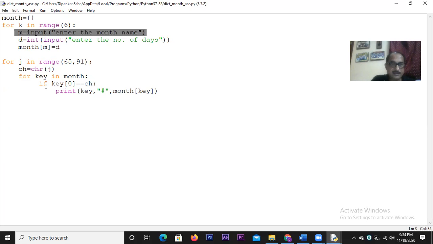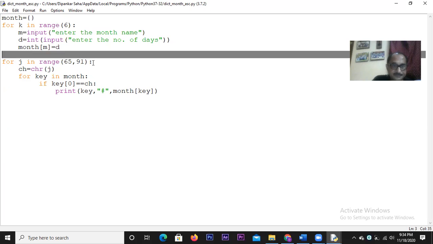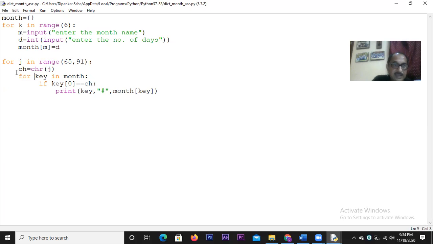Then if you see this part, I have taken the character out. Here obviously my first character will be capital A, because 65 will be the first value, second value will be 66, third is 67, and so on. So accordingly here in CH I will get the character A or B or C at a time.